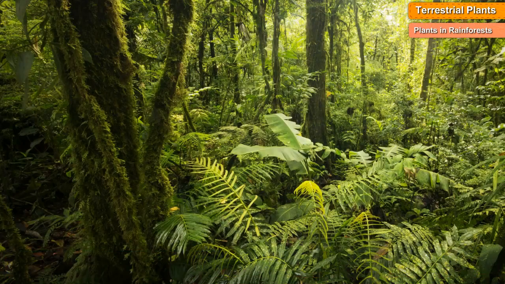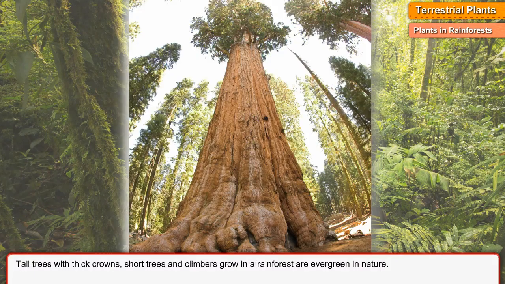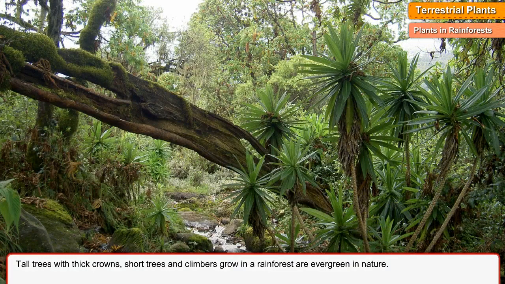Plants in rainforests. Rainforests grow in hot and wet climates that receive heavy rainfall. Varieties of plants are found in a rainforest. Tall trees with thick crowns, short trees, and climbers grow in a rainforest and are evergreen in nature.